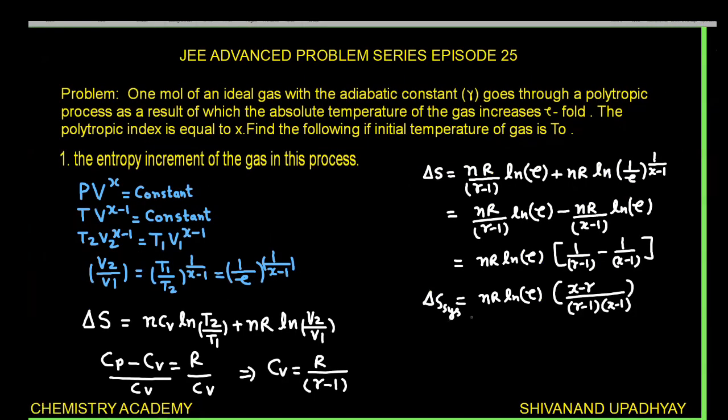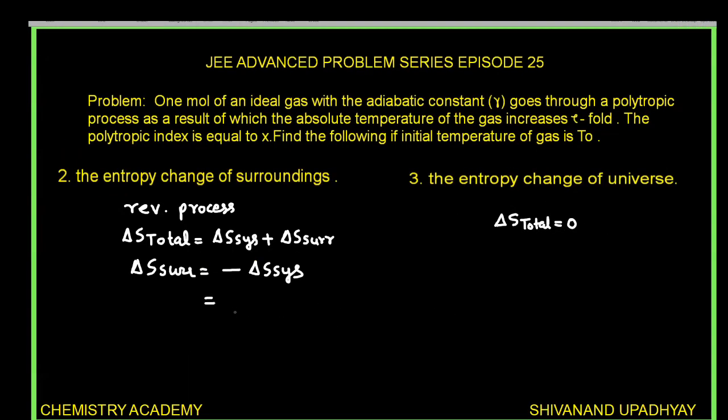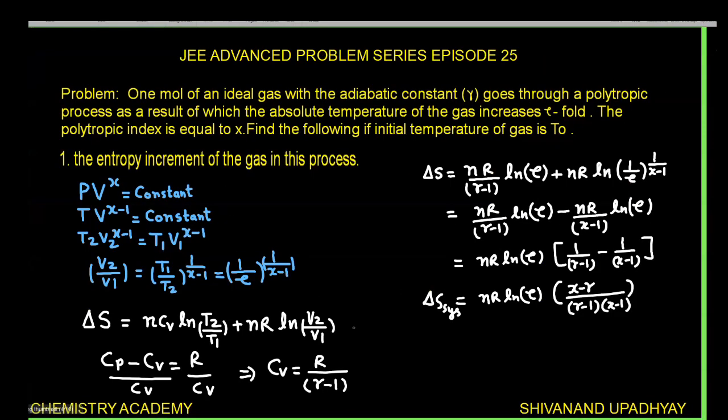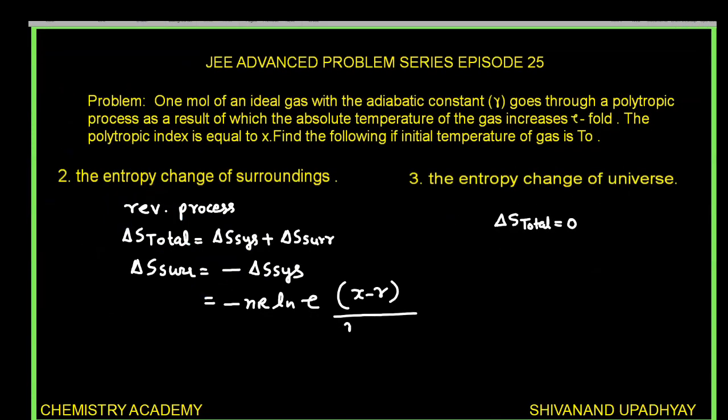Already we have calculated the entropy change of the system. So if we put a minus sign over here, I can write that this value is equal to minus nR ln tau into x minus gamma upon gamma minus 1 multiplied by x minus 1, right? So this is the entropy change of the surrounding. If I know the entropy change of the system and the entropy change of the surrounding and we add them, we are going to get 0. So this is the easier way to calculate.